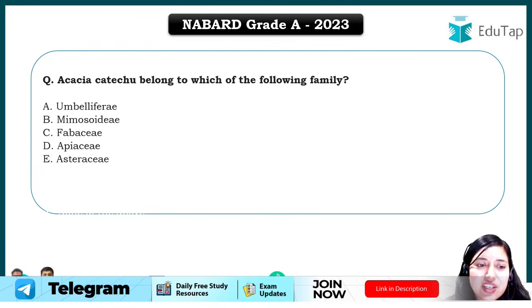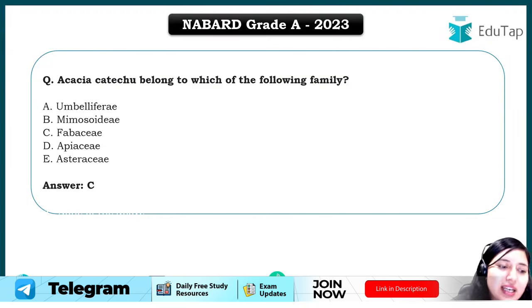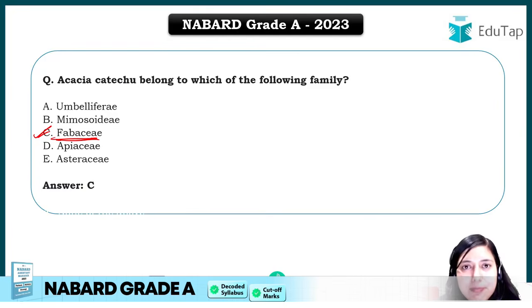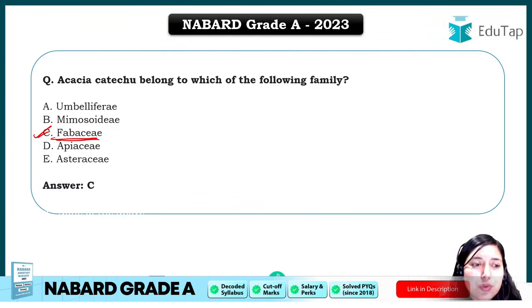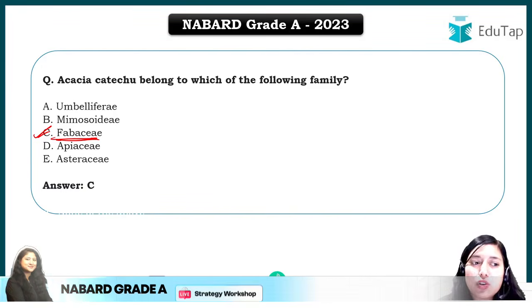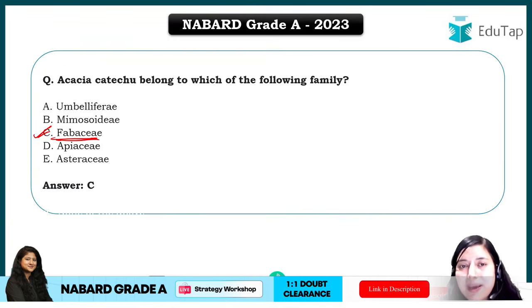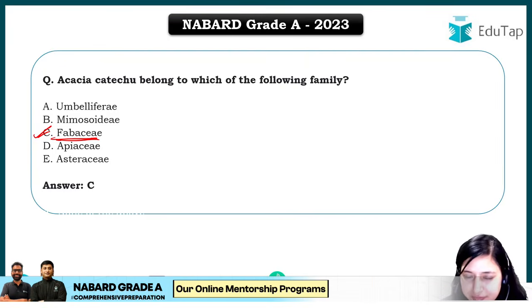Next question is, Acacia catechu belongs to which of the following families? So basically students, this Acacia catechu belongs to family Fabaceae. Okay? So a question has come from family also. Now you don't have to learn just scientific names, but also families of a few important crops, right? So this is a forest crop. So again, it is important, you have to learn about the forest crops as well as their family. Same for your other crops and their family, right?